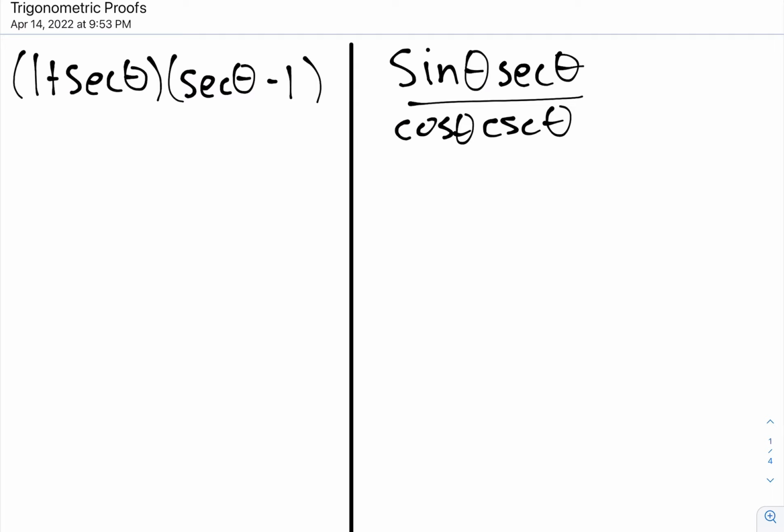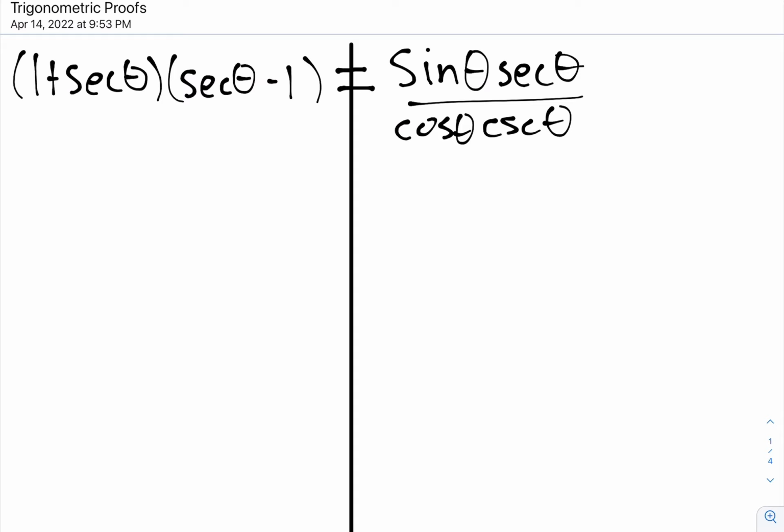Okay, so proofs are a little different from equations because there's not an equal sign on each side, but what we're really doing is we have this expression on the left, 1 plus secant theta times secant theta minus 1. And if we're trying to prove these two trigonometric expressions, we're going to try and prove that they're equal. Anytime you're doing proofs, you're trying to prove that the left side equals the right side.